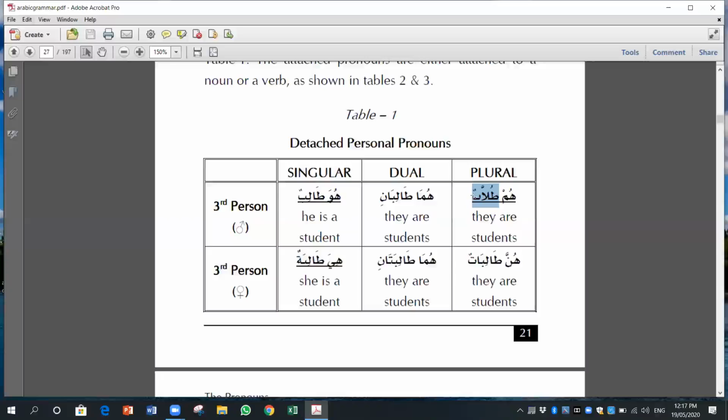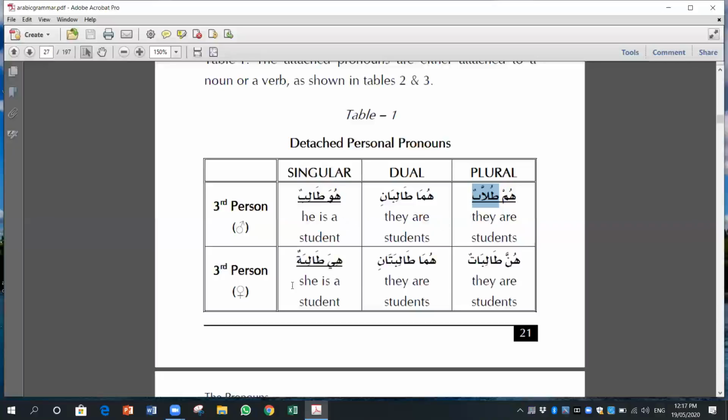So talibun is singular and tullabun is plural. The same way, the pronouns which we use for them, the pronoun for singular will be different, the pronoun for dual will be different, and the pronoun for plural will be different. And for third person male it will be different, and third person female it will be different. So in English it is he, they both, and they all for male.